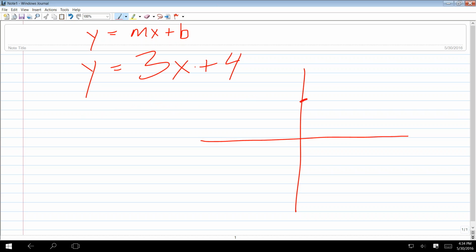And you can tell because when x is 0, y is 4. Well, when you have a point that's on the y-intercept, x is 0 always. If I have a point on the x-intercept, y is 0. So that fact is pretty useful: y-intercepts are where x is 0, x-intercepts are where y is 0.